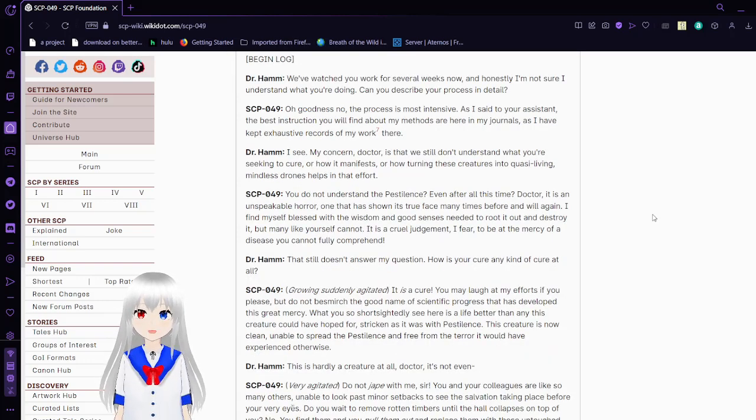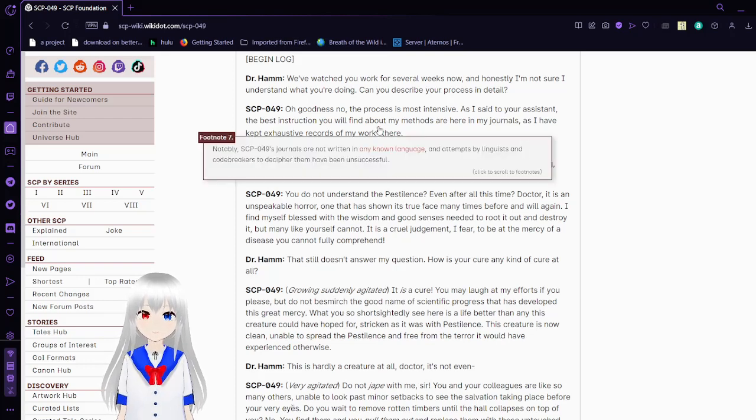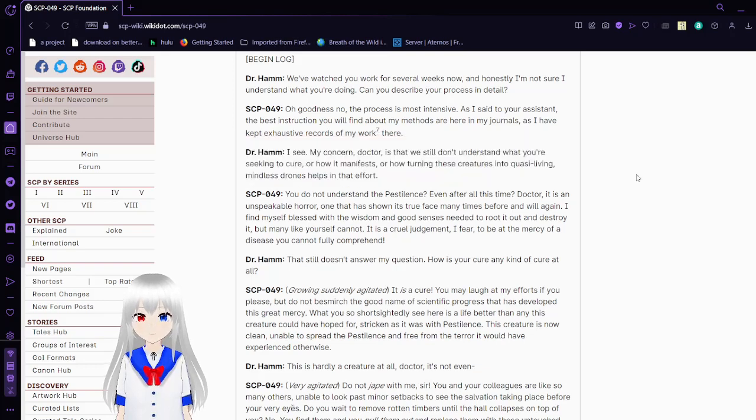Oh goodness, no. The process is most intensive. As I said to your assistant, the best instruction you will find about my methods are here in my journals, as I have kept exhaustive records of my work there. Notably, SV49's journals are not written in any known language, and attempts by linguists and the code workers to decipher them have been unsuccessful. I see.